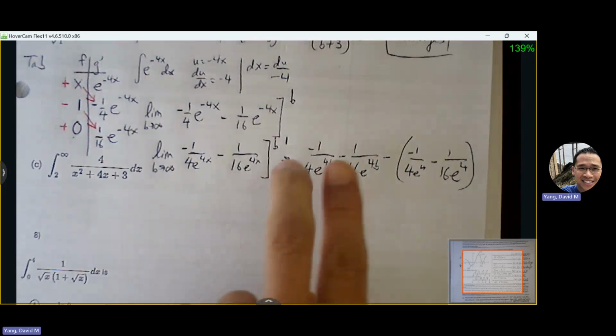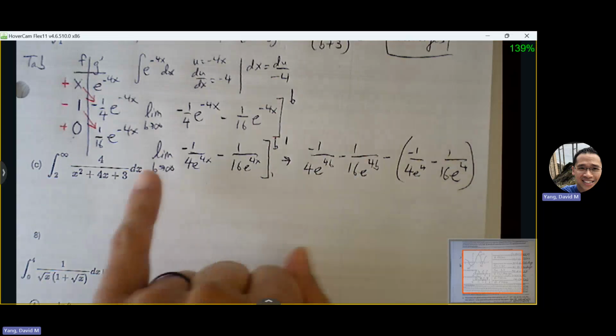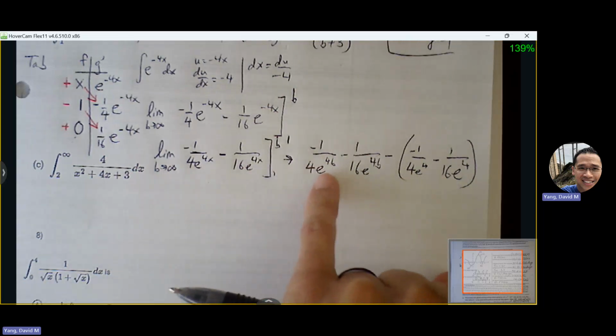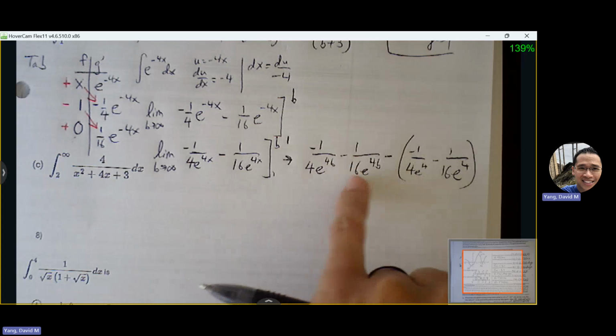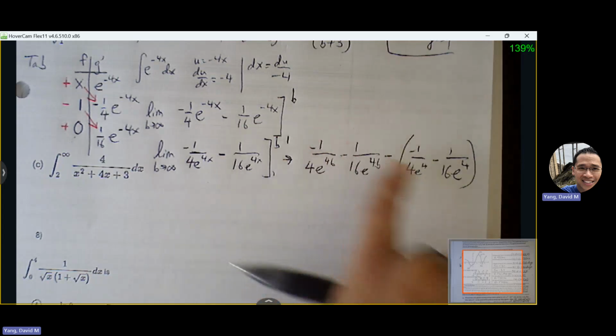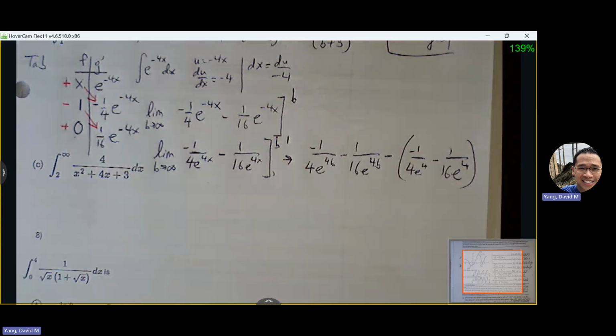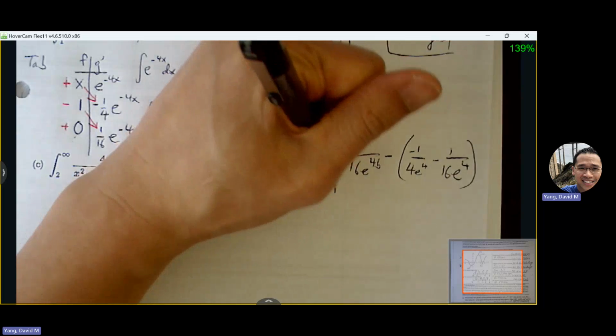The nice thing here is we are going to get a converging answer because the infinities are in the denominator. As b approaches infinity, both these fractions will go to 0. So that zeroes out, and that leaves us with our real number answer.